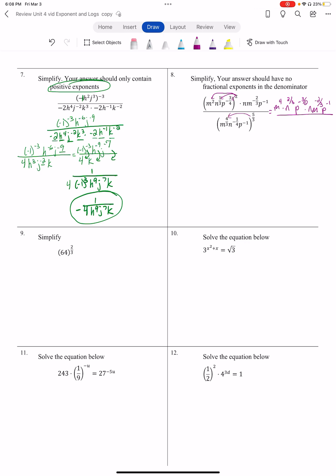and then I distribute my exponent here. So that's going to be m to the 2/9ths, n to the -5/12, and p to the -5/3.